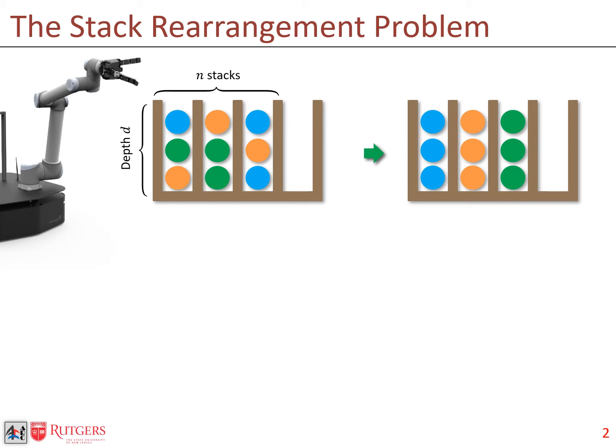It is assumed that only items on the top of a stack may be removed and then subsequently placed in a stack that is not full. In the fully labeled setting, which is not shown here, each item has a unique number and must occupy a specific location within a stack in the goal configuration. Now, as it turns out, for this problem, the fully labeled setting does not add much more challenge, so we mainly focus on the unlabeled setting in this presentation.